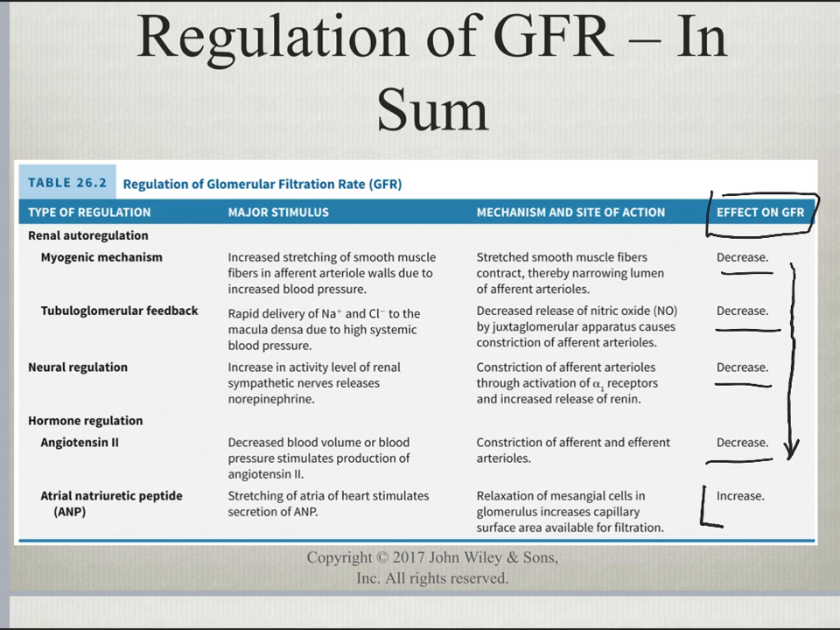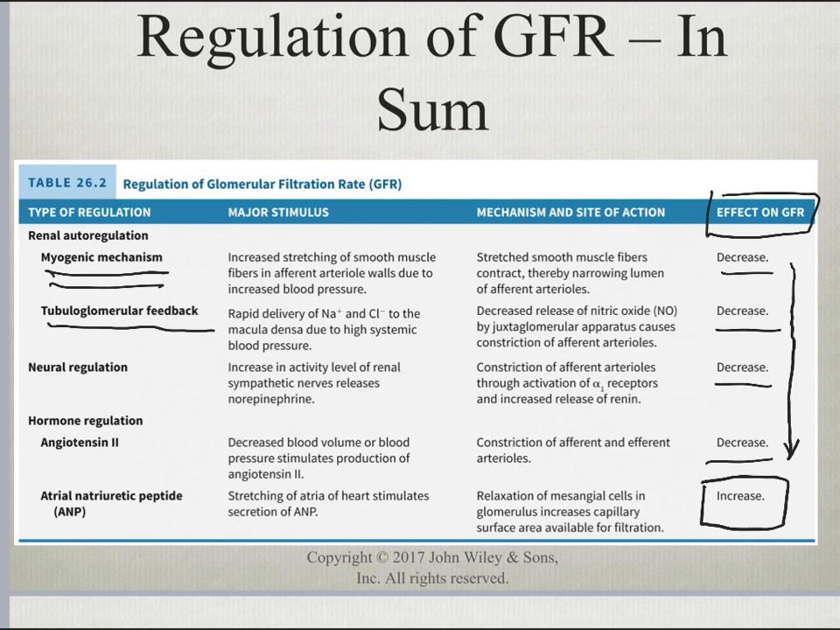In one instance, we are increasing GFR here due to another issue with the atria overstretching. So let's look at these mechanisms. Myogenic mechanism. So what's the stimuli? Increased stretching of smooth muscle fibers in that afferent arteriole due to high or chronic hypertension or high blood pressure. As a result, the stretched smooth muscle fibers contract, narrowing the lumen of the afferent arteriole, decreasing GFR.